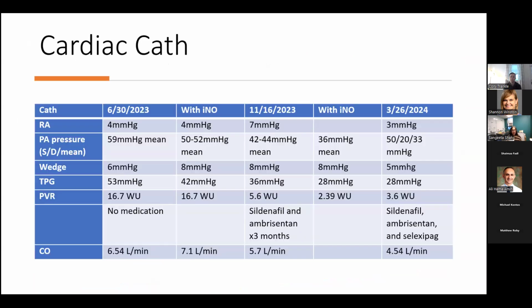The reason that her QP:QS was off is because she had significant pulmonary hypertension, and this is just showing the cath for completeness. You see the PA pressure was 59. And what we did over time is try nitric oxide as we treated her for pulmonary hypertension, and her PA pressures did decrease. And her PVR decreased over time.